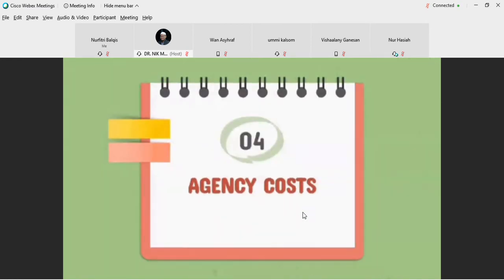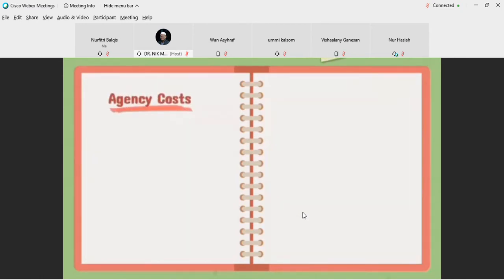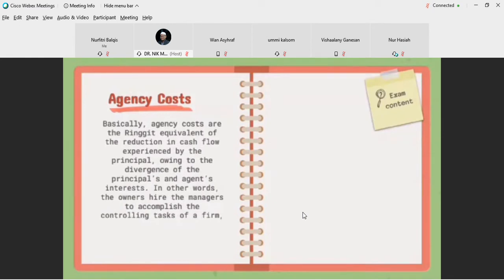Agency cost. Basically, agency costs are the ringgit equivalent of the reduction in cash flow experienced by the principal, owing to the divergence of the principal's and agent's interests. In other words, the owners hire the managers to accomplish the controlling tasks of a firm, and as both seek to maximize their own utility and self-interest, a conflict of interest arises.